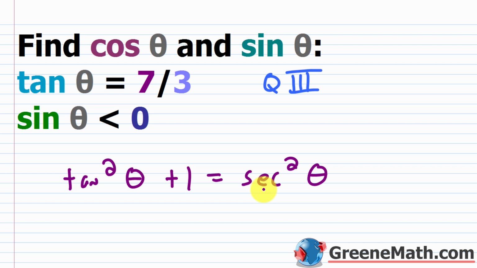So let's just go ahead and knock this out. We're given that the tangent of theta is 7/3. So you would want to plug in here, okay? But remember, this guy is being squared. So when you plug in here, make sure that you square this guy. It's very important, okay? So we come down here.